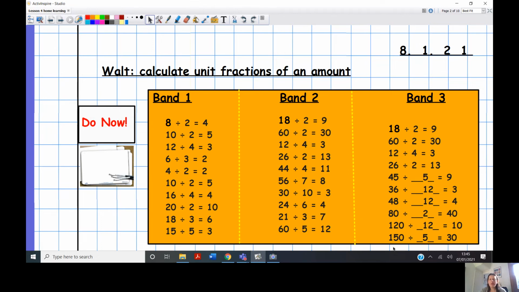Remember, your inverse is going to be one of your biggest friends in missing numbers. So what do I need to multiply by 9 to get 45? Okay, once you have checked your do now answers, focus, and we're going to get back to our fabulous fractions.